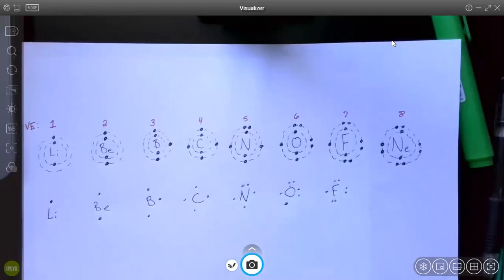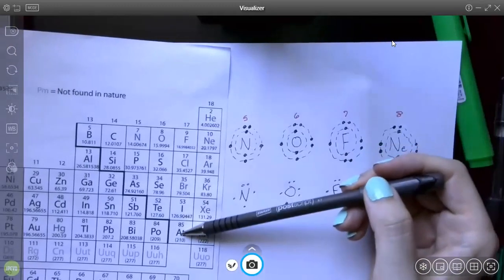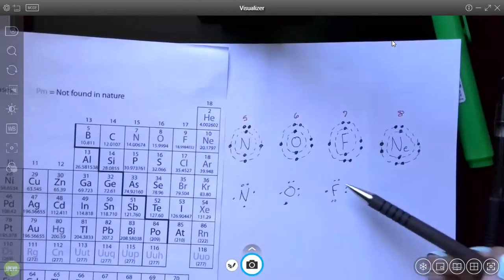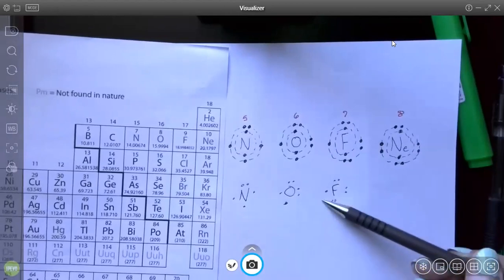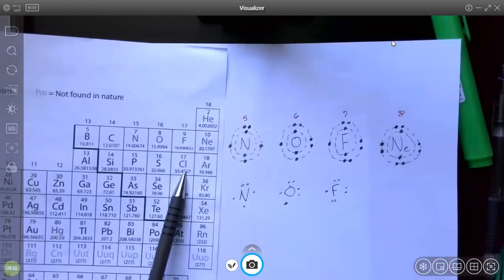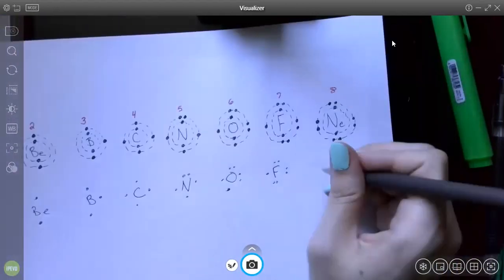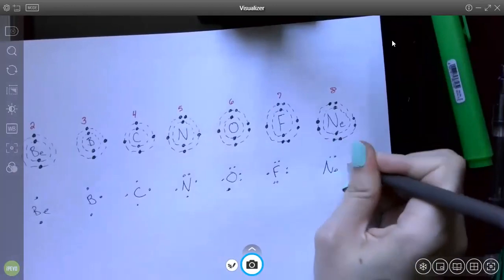So for example, if we look at this column right here, fluorine has 7 dots around it because it's in the 17th column, so it has 7 valence electrons. Chlorine would also have 7 dots around it, so would bromine, so would iodine. The only thing that would change is the letter or letters in the middle. And then neon would have 8.